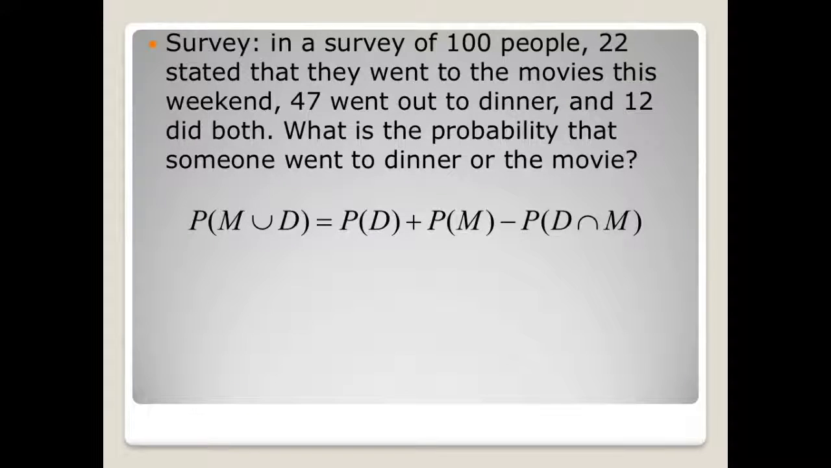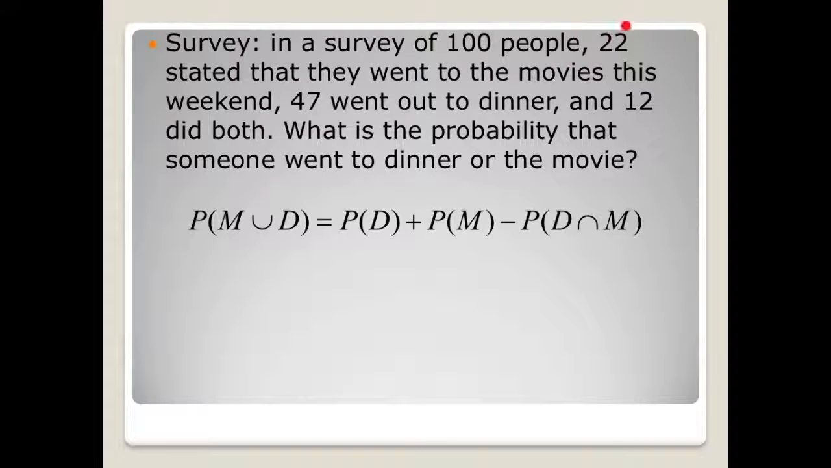Okay, so for our problem, we have 100 people that were surveyed. 22 stated that they went to the movies this weekend, 47 went to dinner, and 12 did both. The question is, what's the probability that someone went to dinner or to the movies? So we're going to take all these numbers and plug them in where we have. I used M for movie and D for dinner.